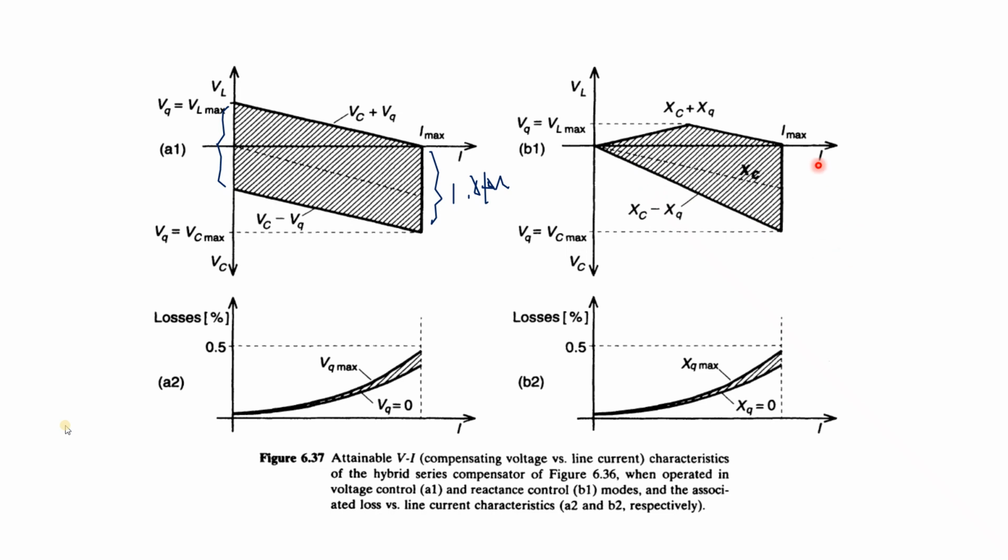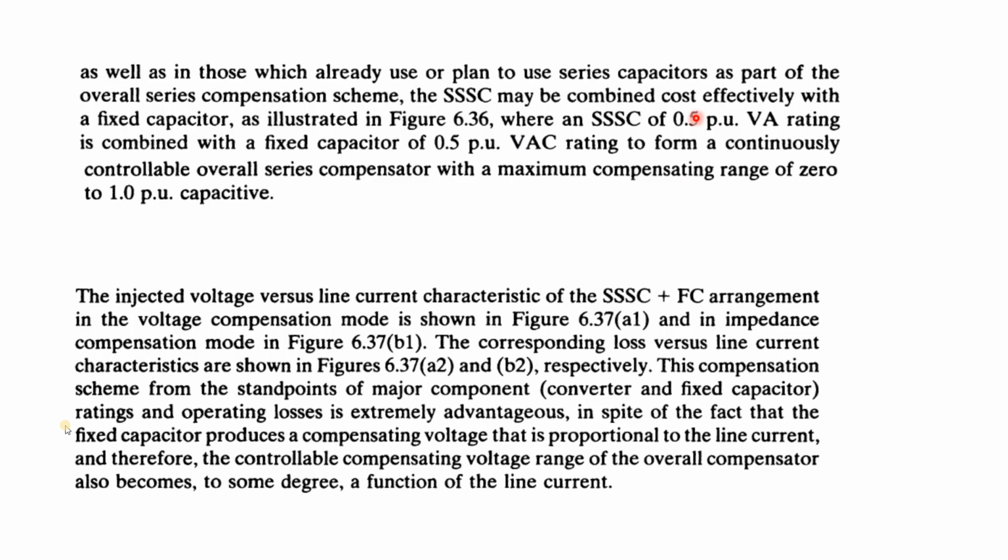Now this is the graph for the reactance. For the particular reactance, same thing, and for the losses, corresponding losses. So you can see the nature of the reactance also is changed. So Xc is the reactance of the fixed capacitor, and Xq is the reactance of the SSC. So the corresponding loss versus line current characteristics are also shown.